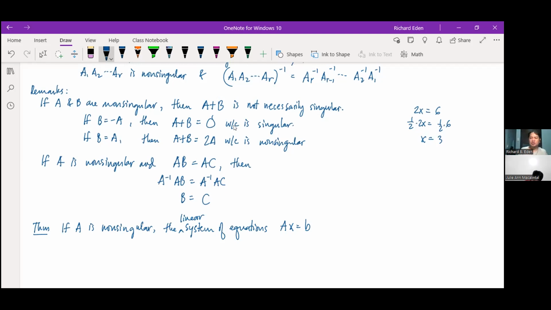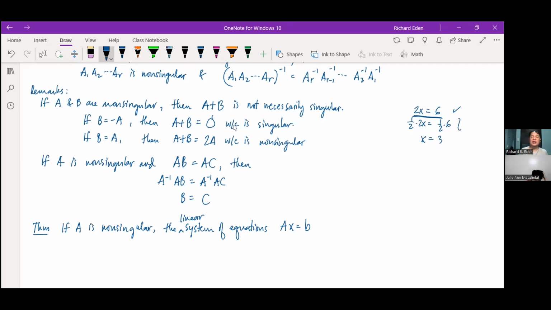If you start with the equation 2x equals 6, does it have a solution? And is the solution unique? What's the situation with 2x equals 6? Does it have a unique solution? Yes, and that solution is 3, right?